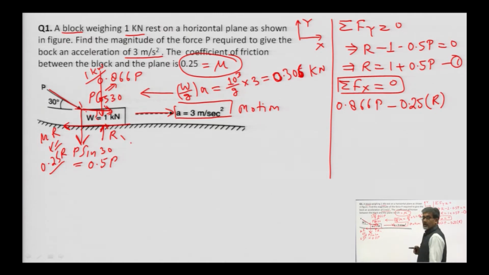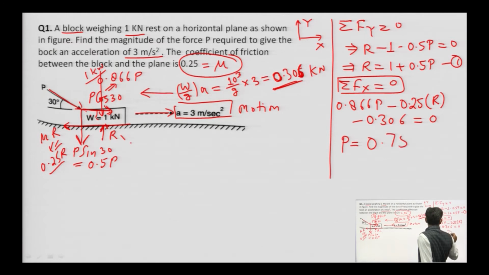The other force is the inertia force. It acts opposite to the motion, which is why it will also be minus 0.306, equal to 0. So, by putting the value of R here, we are able to find the value of P. After doing this, the value of P can be calculated as 0.75 kilonewton.